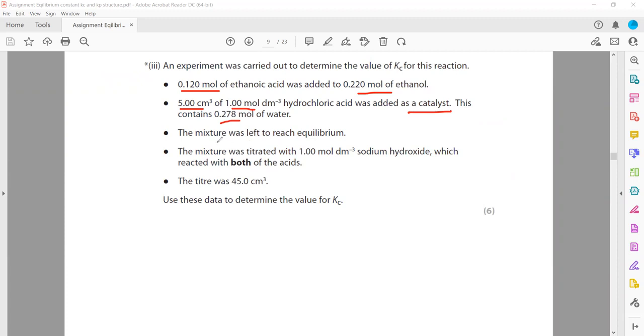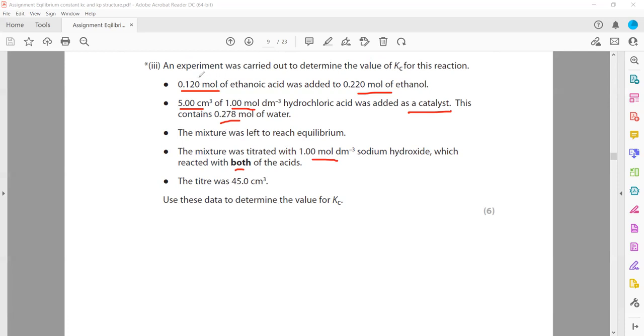So initially we have this many moles. The mixture was left to reach equilibrium. The mixture was titrated with sodium hydroxide, which reacts with both acids, like it reacts with ethanoic acid and it reacts with hydrochloric acid. The titre was 45 cm cube, like 45 cm cube of sodium hydroxide was needed to completely react with both acids. We have to determine the value for Kc. But to determine the value for Kc, we should know the moles at equilibrium for the product and the reactant.